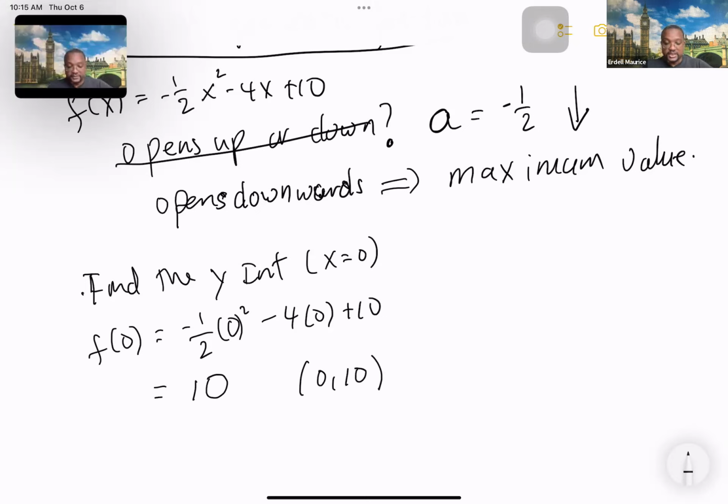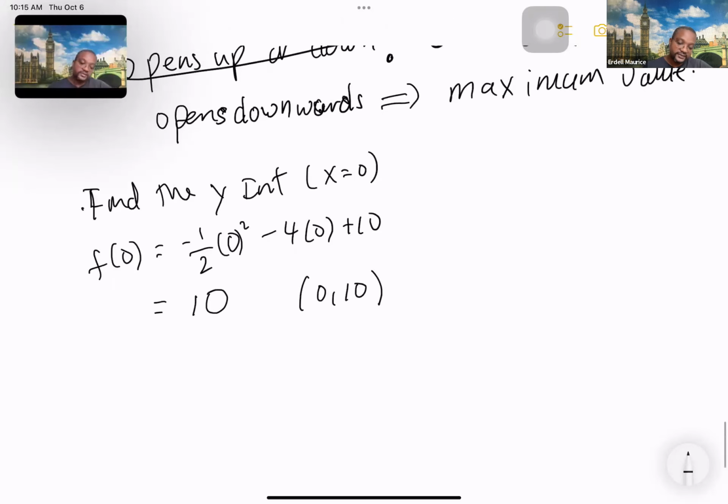All right. So you have found the y-intercept. The next thing they ask us to do is find the x-intercepts. Trust me, you're not the first student who's told me that we're not going to have enough time.